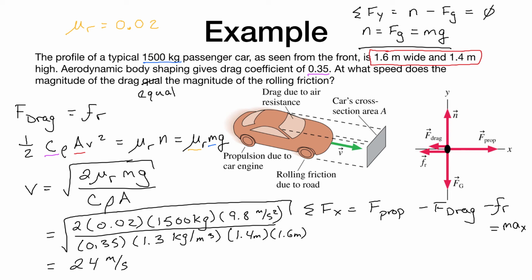So if you have calculations that ignore the drag force at speeds greater than 50 miles per hour, those calculations will be inaccurate, because the drag force takes over at higher speeds, approximately the 50 miles per hour that we calculated here.